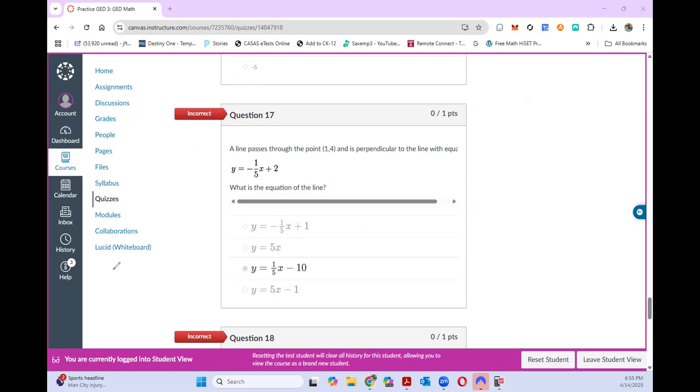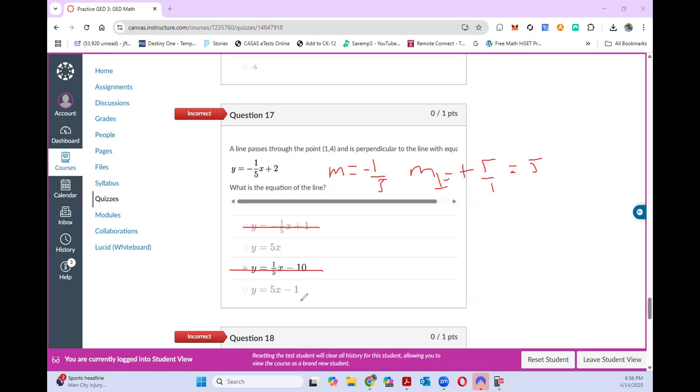I heard you. You said, oh, it's perpendicular. I got to take the negative inverse and make the slope positive. So if the slope is negative 1/5, what's the slope of the perpendicular? 5 over 1, or 5. So it can't be A, it can't be C. It only can be B or D.